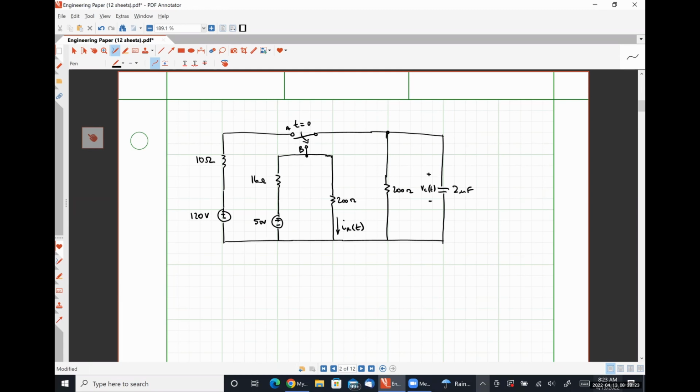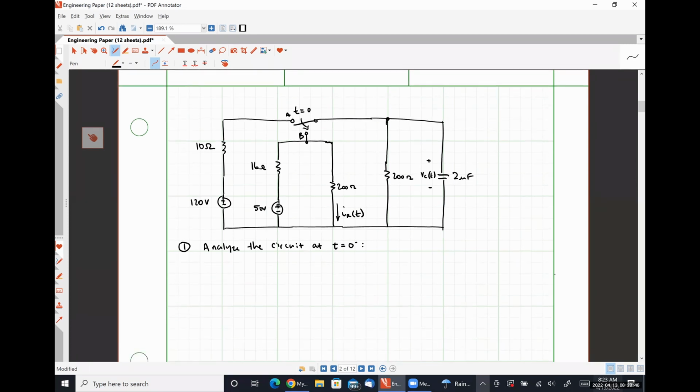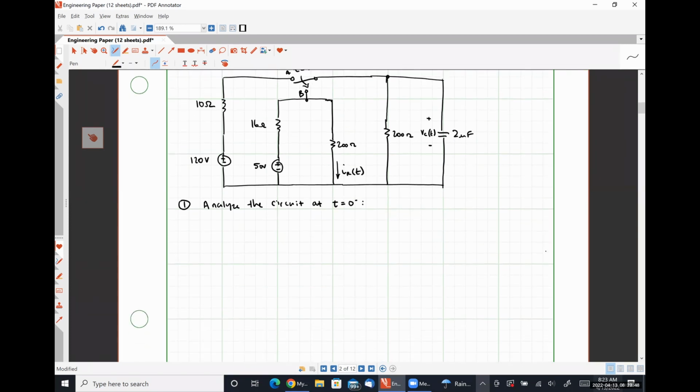Okay, so step 1 is the exact same thing as it was previously. We analyze the circuit at t equals 0 minus. So at t equals 0 minus, the switch is closed at A. And so that means we are going to have something that looks like this.